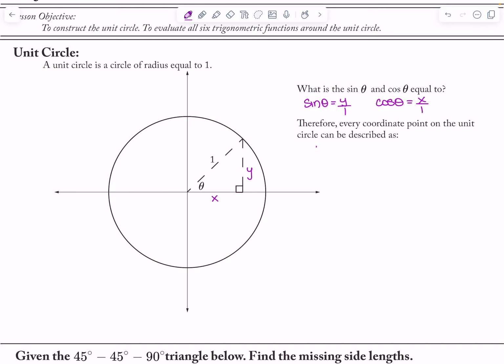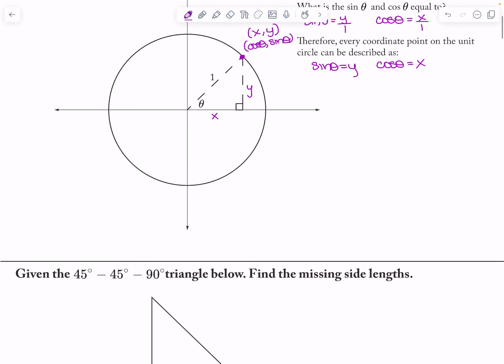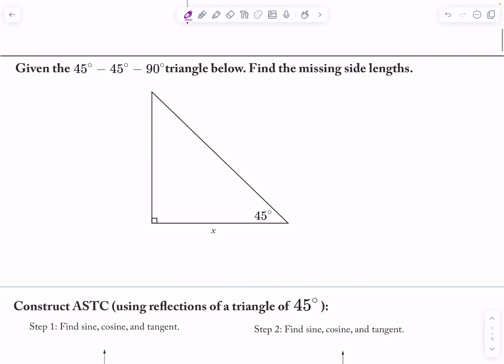What that means is that if I were to simplify this, every sine of theta can be some y value on a unit circle, and my cosine of theta can be some x value. What that means is that if I have a unit circle, so the radius of my circle is 1, I can label every coordinate point as cosine of theta, comma, sine of theta, just like I can label it some x and y coordinate. Okay, and we'll talk more about the unit circle as we get into a future math class.